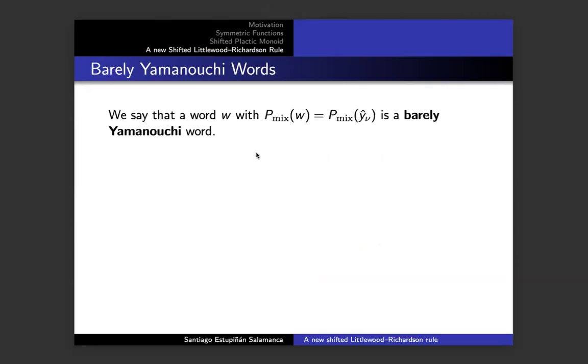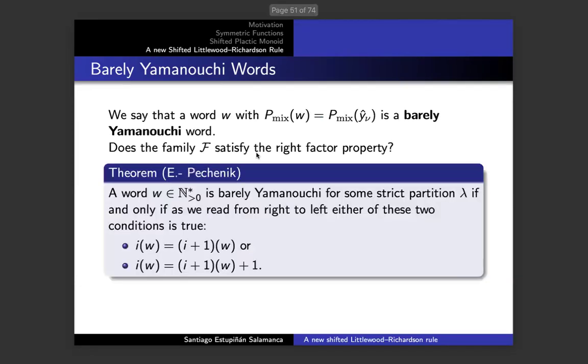I also call any word that inserts to the same tableau as y hat sub nu a Berele-Yamanouchi word. And the question is if this family satisfies the right factor property. For that, the combinatorial characterization is very useful. Berele-Yamanouchi words can be characterized because as I read from right to left, the number of i's is equal to the number of i plus ones, or the number of i's is exactly greater than the number of i plus ones by 1.